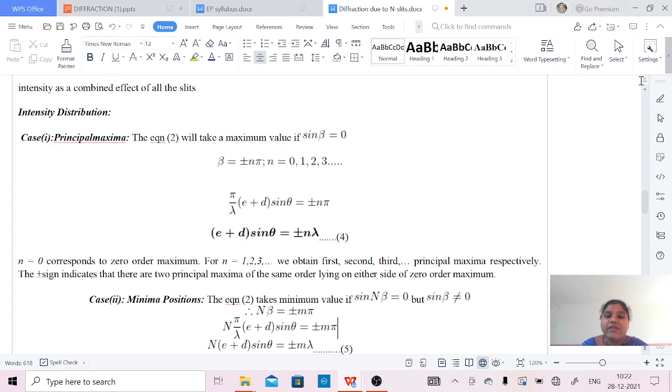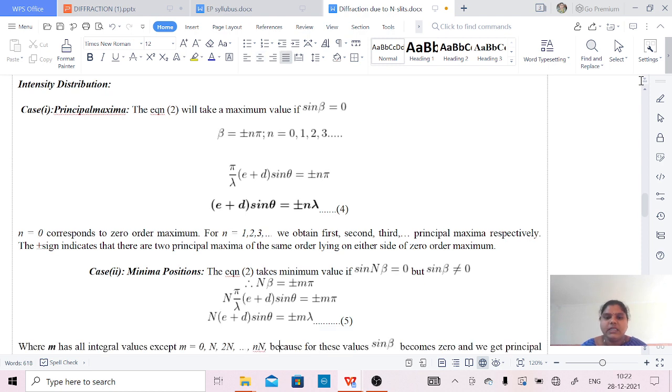Now, what are the minima positions? Here, when we take sin beta equals 0, again we get the principal maxima condition. So now we have to know the minima condition. Equation 2 takes the minimum value when sin n beta equals 0 but sin beta does not equal 0. We are getting that point especially. So therefore n beta equals plus or minus m.